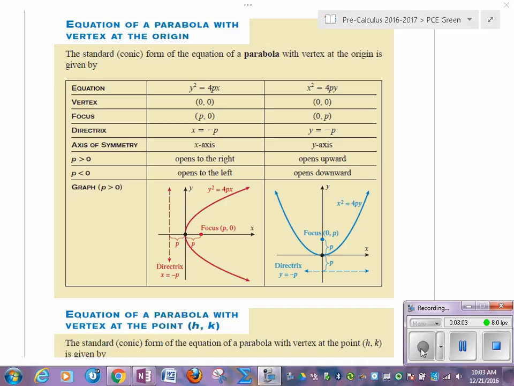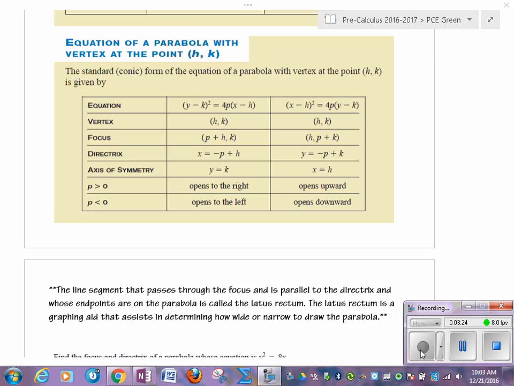We're going to look at when your vertex is at the origin, and we're also going to look at when your vertex is not at the origin. The coefficient of your x or your y has a value of 4 times p. So that p value tells you whether it's going to open left or right or up and down. Notice the only difference when it doesn't have a vertex at the origin is it turns to y minus k or x minus h.